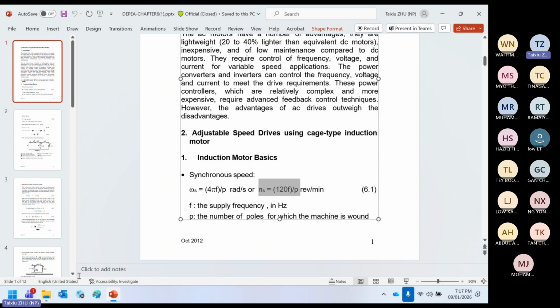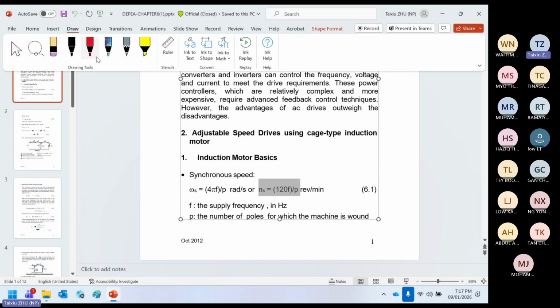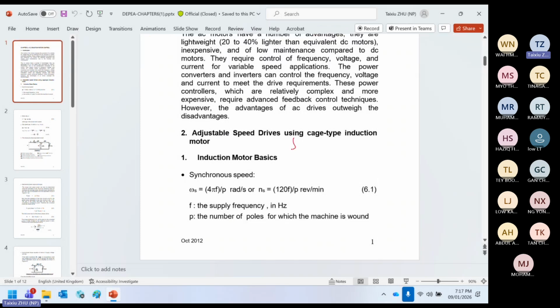And I can show one example here. For example, my motor is supplied by the utility frequency. That means the power grid, 50 hertz. Yeah, this one is 50 hertz. And the frequency, the f, is 50 hertz.